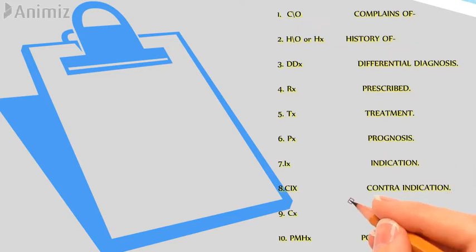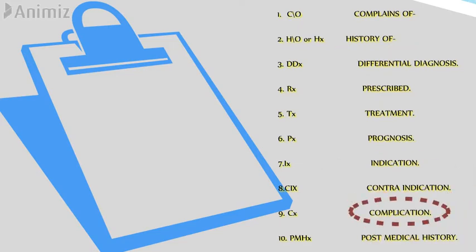So the next term, complication, means when a condition or a disease of a patient is aggravating rather than subsiding. Last one, post-medical history. History that reveals the symptoms or the condition after taking the medication.